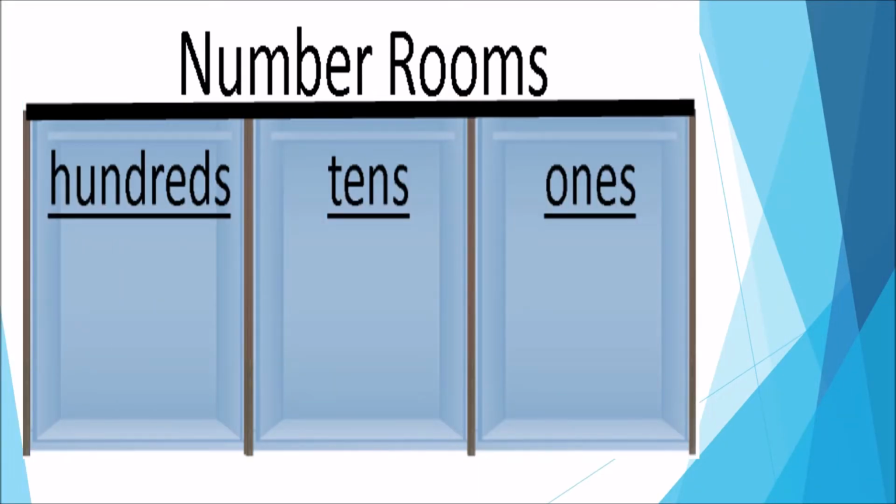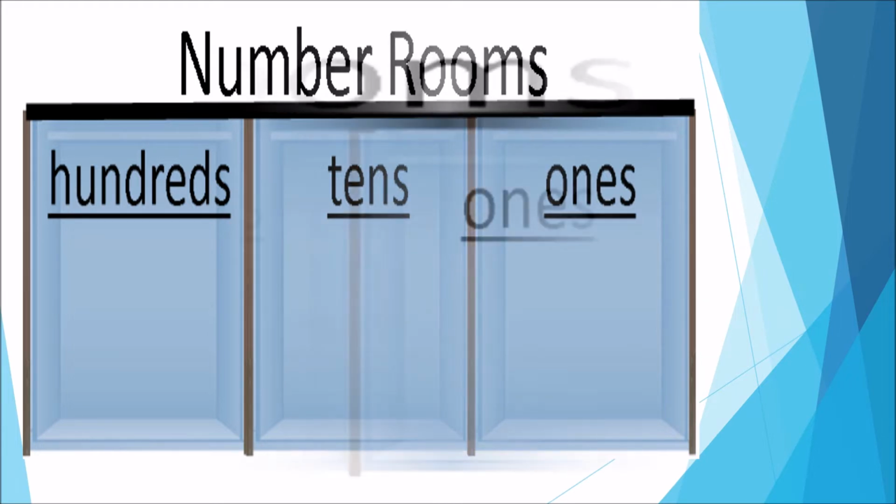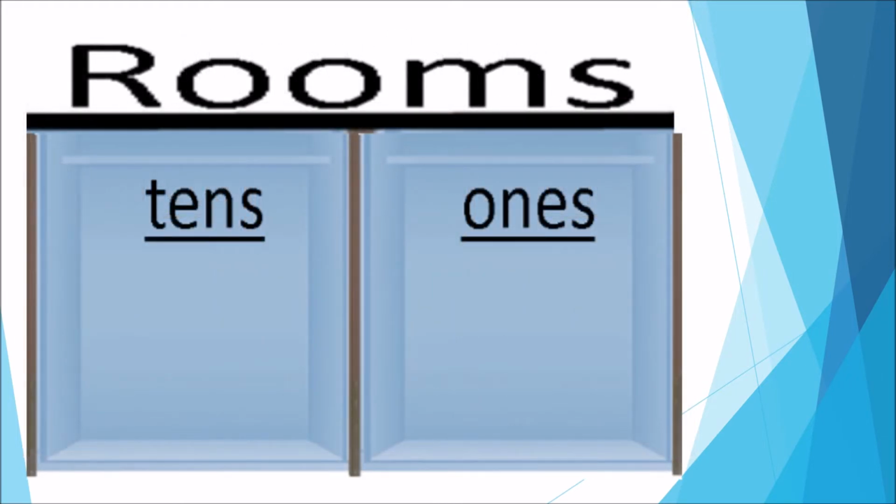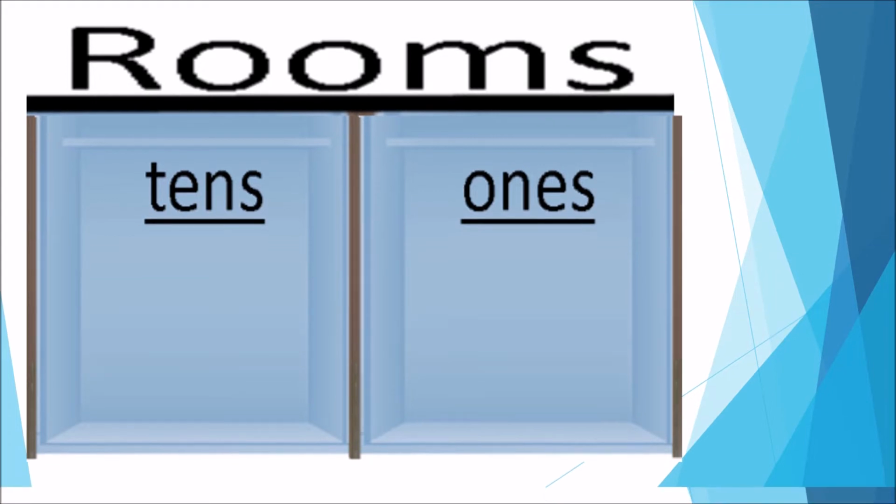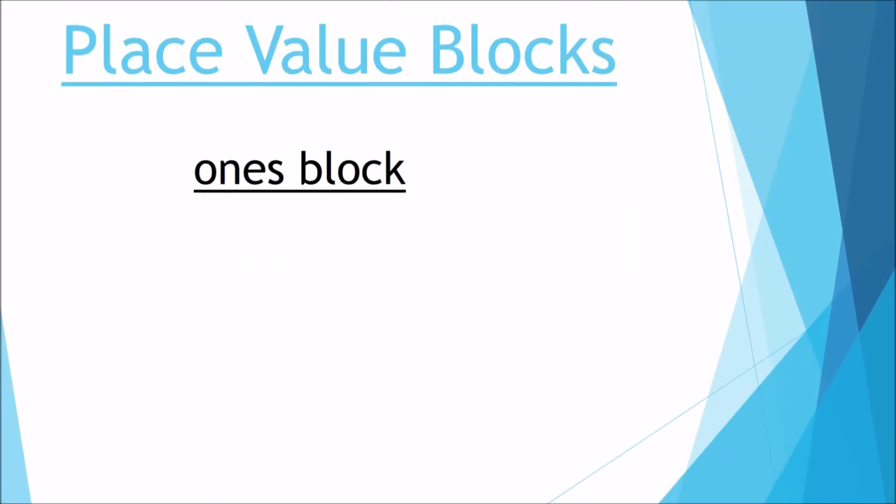And we have constructed some number rooms. You have a hundreds room, a tens room, a ones room. And you can only put one digit in each room. Today we'll only be looking at the rooms with the tens and the ones. So we'll begin with the ones room, and we'll be using some place value models or place value blocks.